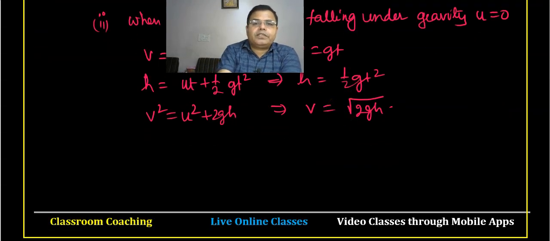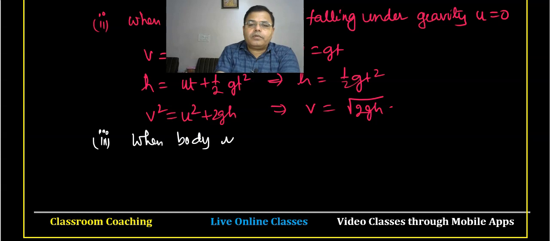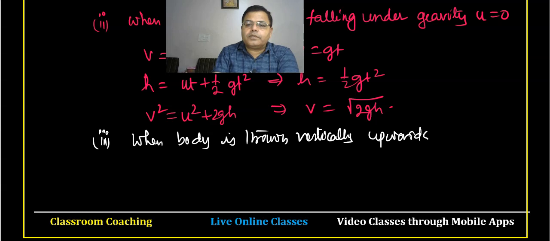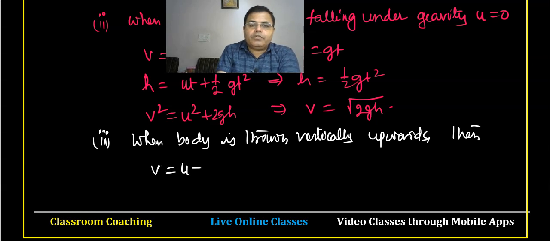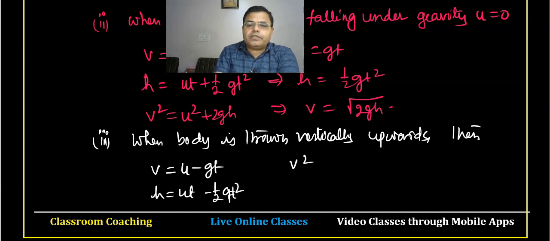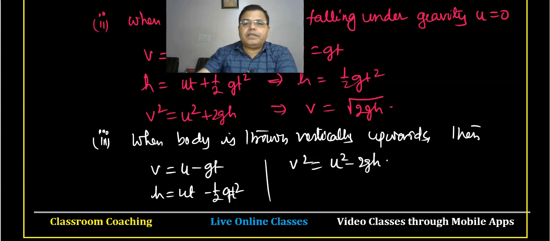Now when a body is thrown vertically upward, then what will happen? g is negative. So in that case, v is equal to u minus gt, h is equal to ut minus half gt square, and the third one is v square is equal to u square minus 2gh. At the final point, v is 0. So we can use it. v is 0, so t is equal to u by g.